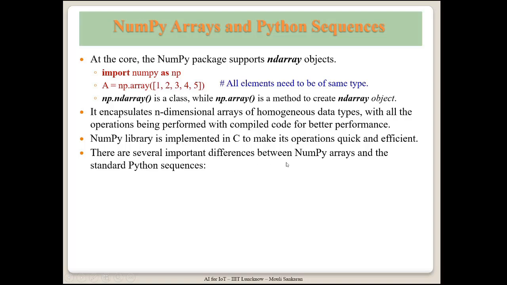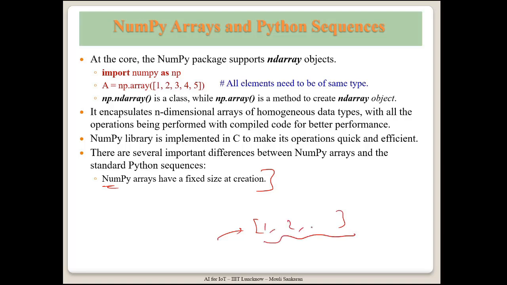There are several important differences between NumPy arrays and the standard Python sequences. As I said, one important thing is that NumPy arrays have a fixed size at creation. You know that in Python, even a list can be considered as an array. You can easily add more elements to this, and we can keep extending it, because the list elements, which are objects, are maintained as a list of objects. So you can keep on adding to this. There is no contiguous memory space needed.